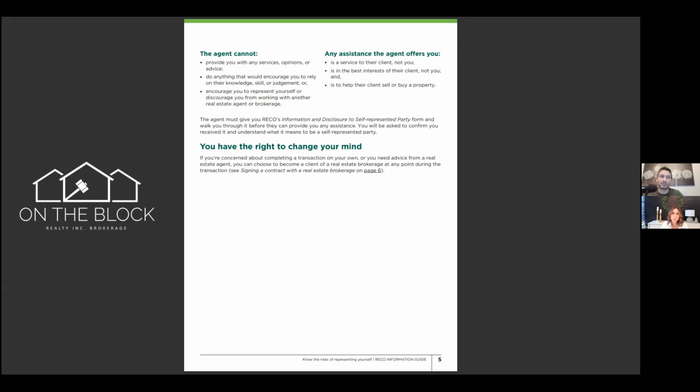An additional form, the information and disclosure of self-represented party, must be provided and explained to you before any assistance can be provided. You must acknowledge that you understand what it means to be a self-represented party. You are able to change your mind from being self-represented if you choose at any time. We will discuss the contract process if you do decide to be the client of a real estate brokerage next.